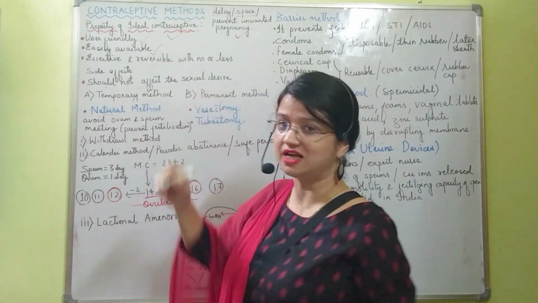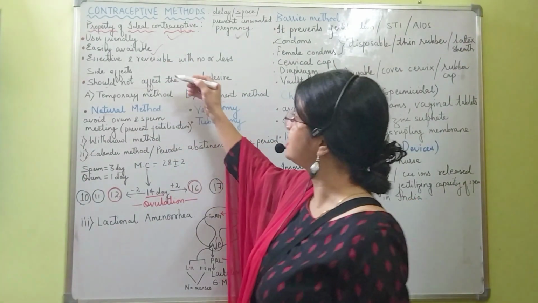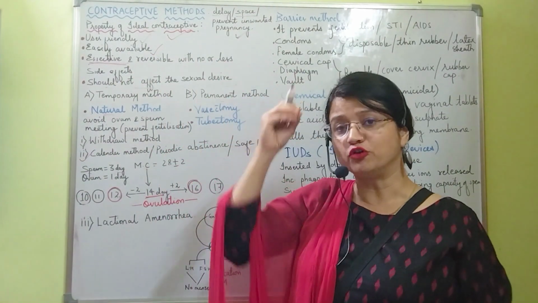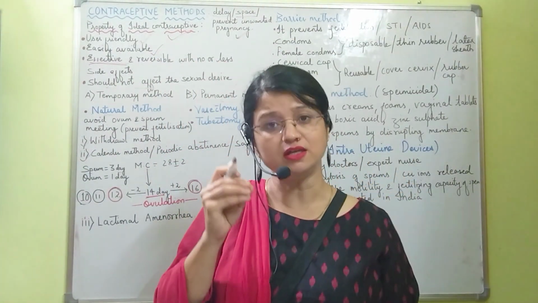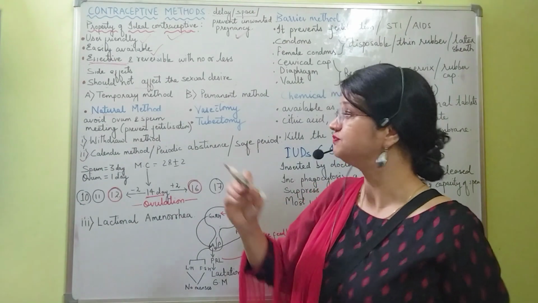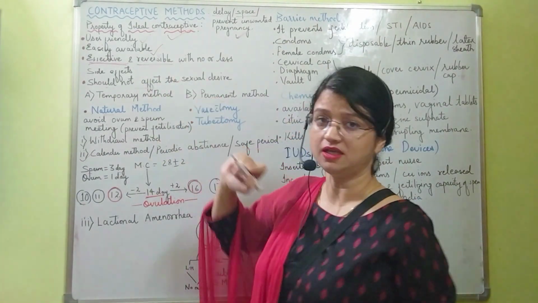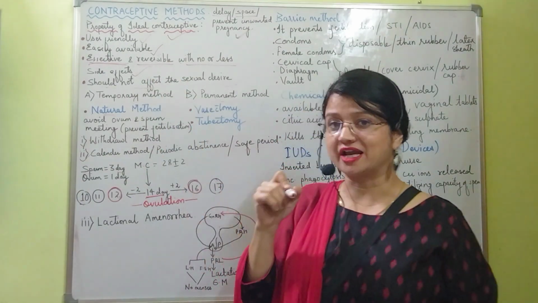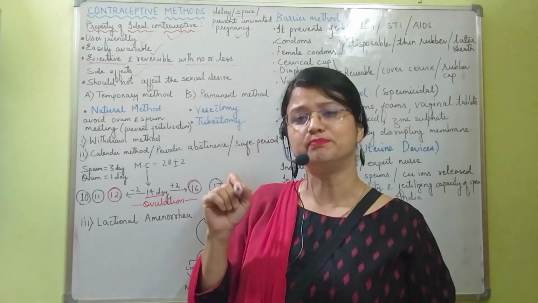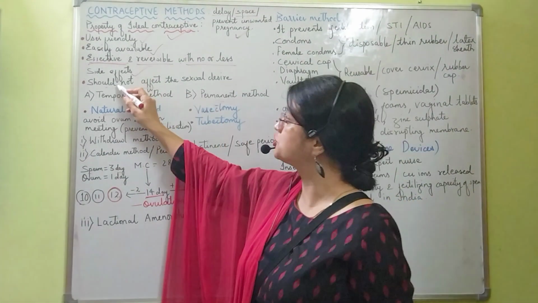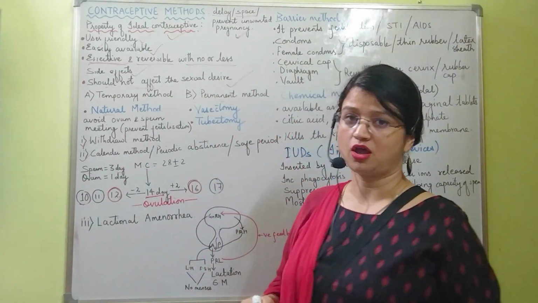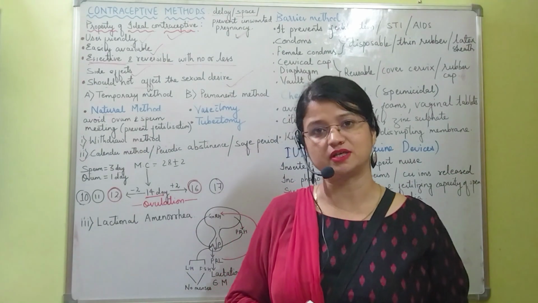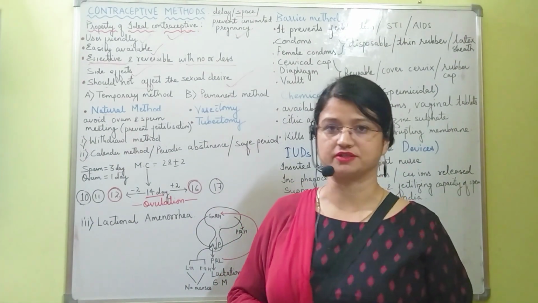It should be easily available. Next, it should be effective. Effective means it should fulfill the purpose for which it is being used. It should be reversible and with no or fewer side effects, so its side effects should be minimal. It should not affect the sexual desire of that person. So these are the 4 important properties of an ideal contraceptive.